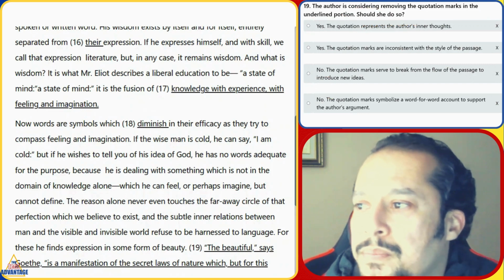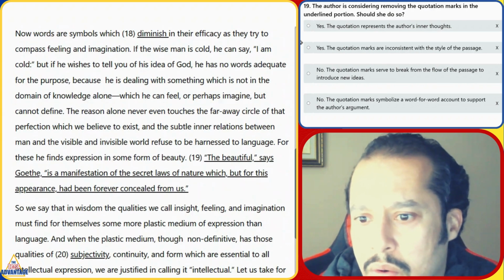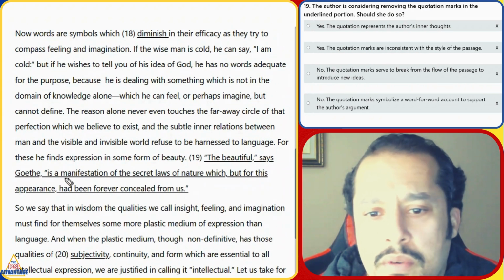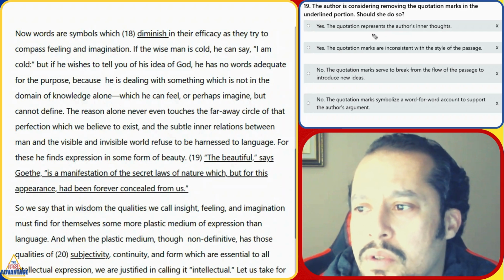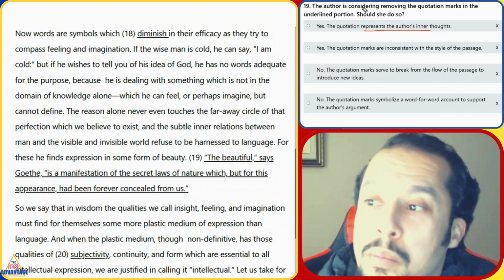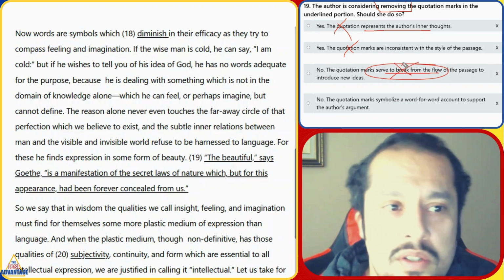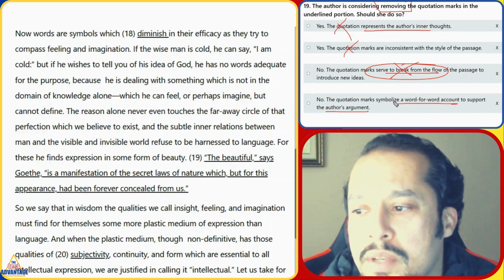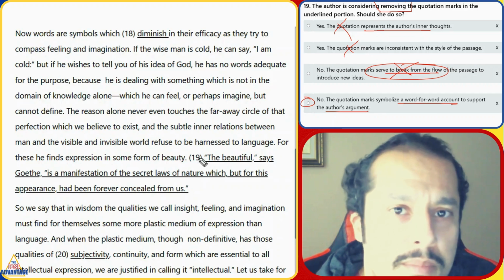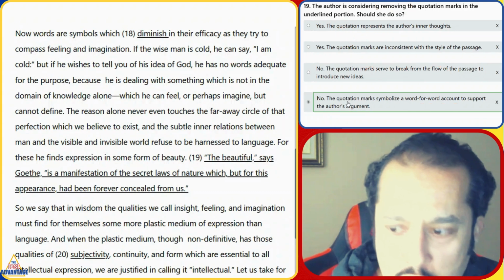Number 19. The author is considering removing the quotation marks. No. The beautiful, says Goethe, is a manifestation of secret laws. The quotation is a word for word account. It represents the author's inner thoughts. Oh, wait, should we remove it? No, not yes. The quotation serves to break from the flow. ده مستحيل ده ما بيحصلش. لو حصل it should be deleted أساسا. The quotation marks symbolize a word for word account. يعني لما واحد بيجي يتكلم says Goethe بنستخدم quotation marks. I don't think that one's too hard.